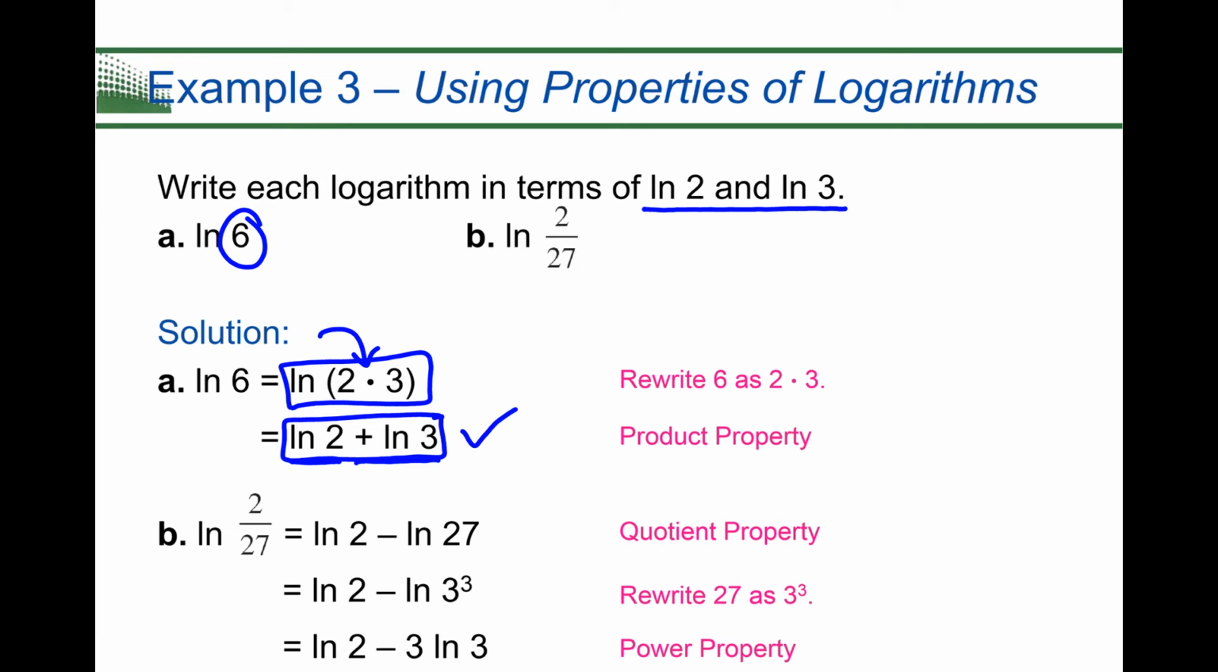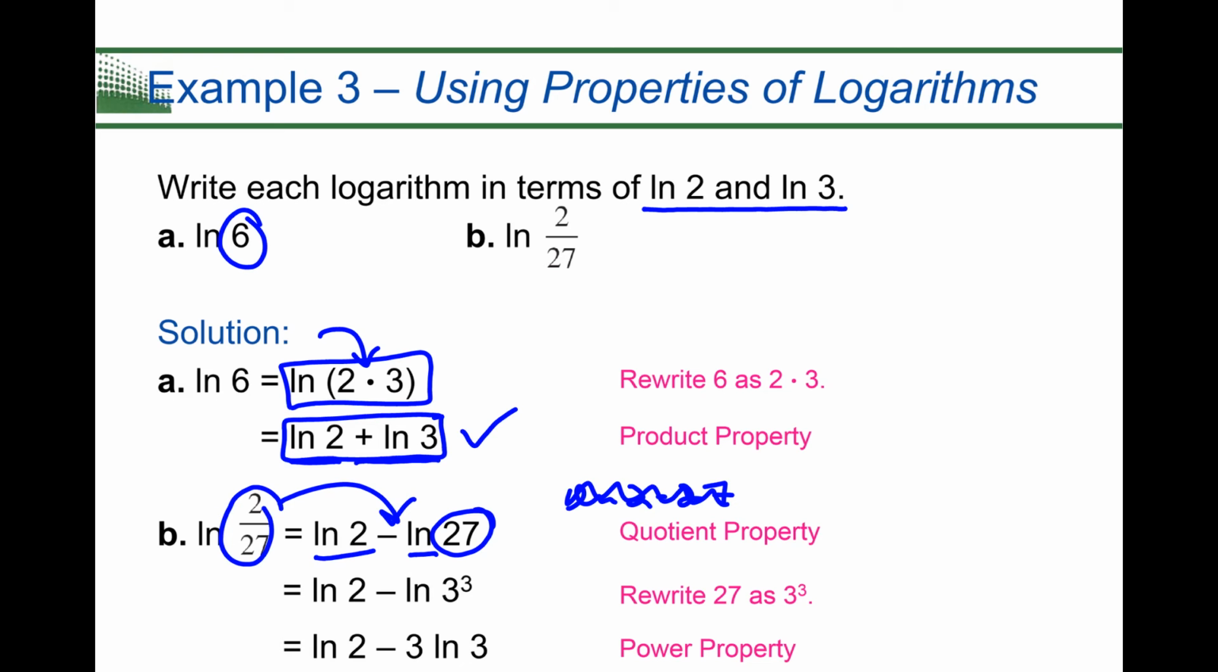Final answer. Now ln 2 over 27, the first thing I would want to do is apply the quotient property and separate it out. Because it's division, I'm just going to put a subtraction sign between them. And notice I did not say ln 2 minus 27. We did ln 2 minus ln of 27. Let's work with 27 because this is already in a base ln of 2.